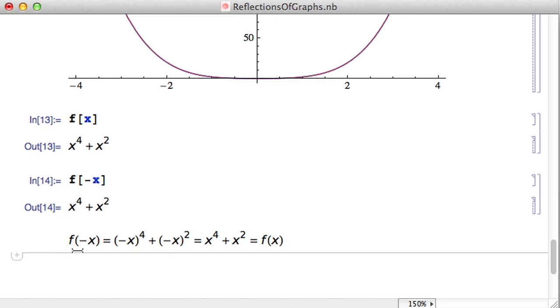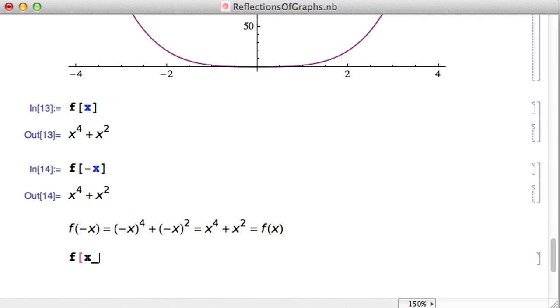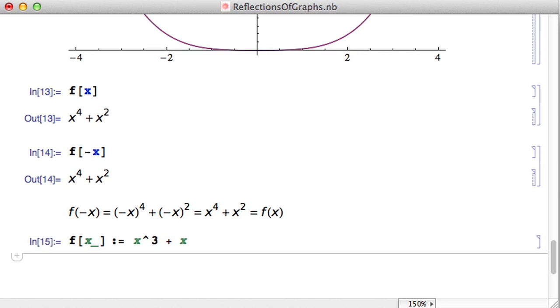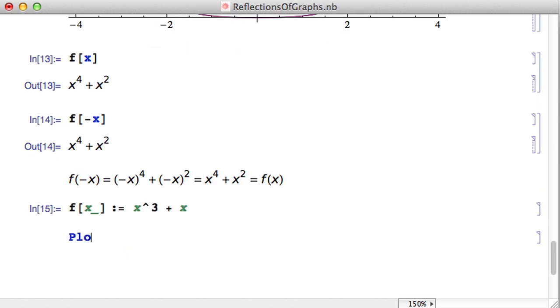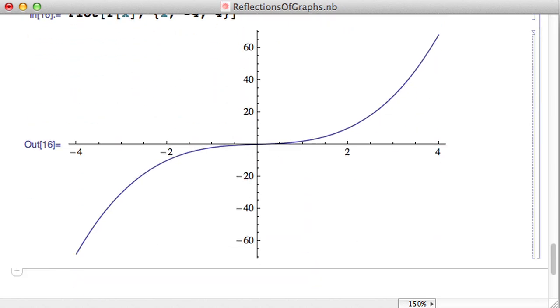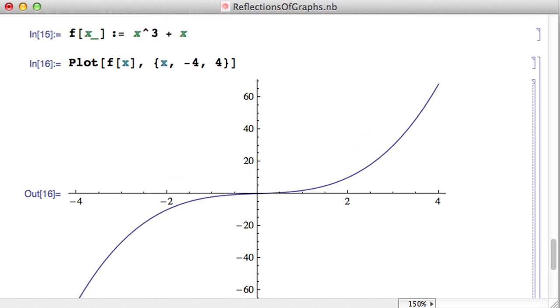Well, now let's look at f of x equals x cubed plus x. And let's look at this function. And we get this graph right here. Now this function has an interesting property. When I take this function and I reflect it about the x-axis and then reflect it about the y-axis, I'll get the same picture. And let's just see that.